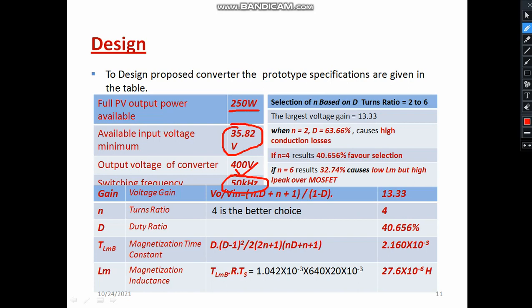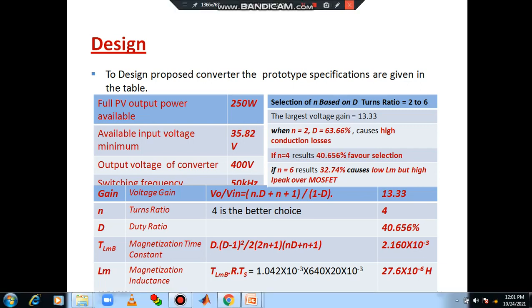First and foremost, I have computed the voltage gain by using the formula. You can see the first formula, voltage gain is equal to V naught divided by V in. The formula is available here, you can read it very carefully. V naught by V in is equal to (nD plus n plus 1) divided by (1 minus D), that is equal to 13.33. So that is the voltage gain which I computed by using the particular formula.